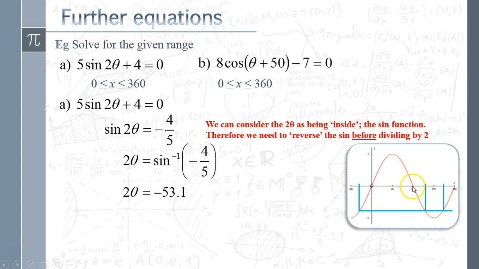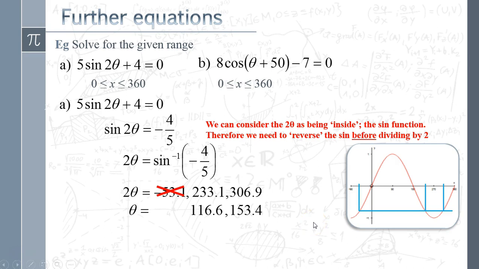So again, that's going to be 180 plus 53.1 is going to give me that one, and 360 minus 53.1 is going to give me that one. So there are my other two values, and we can ignore that one, it's outside the range. And then the last step would be to do a divide by 2, so theta is 116.6 and 153.4.